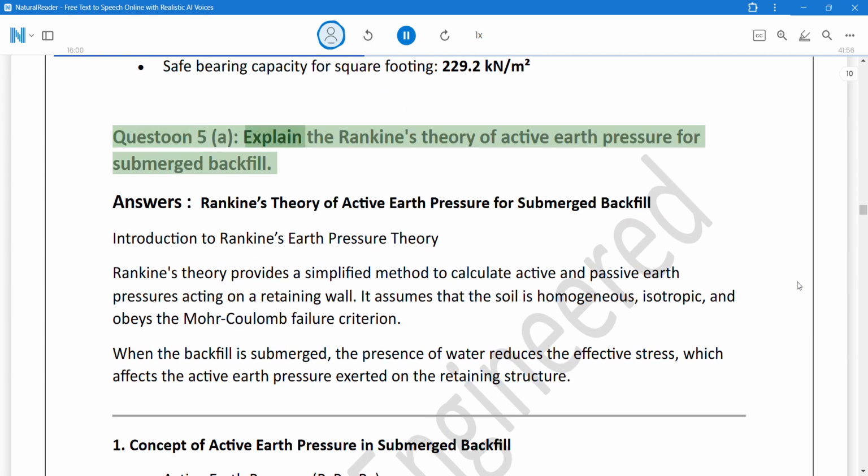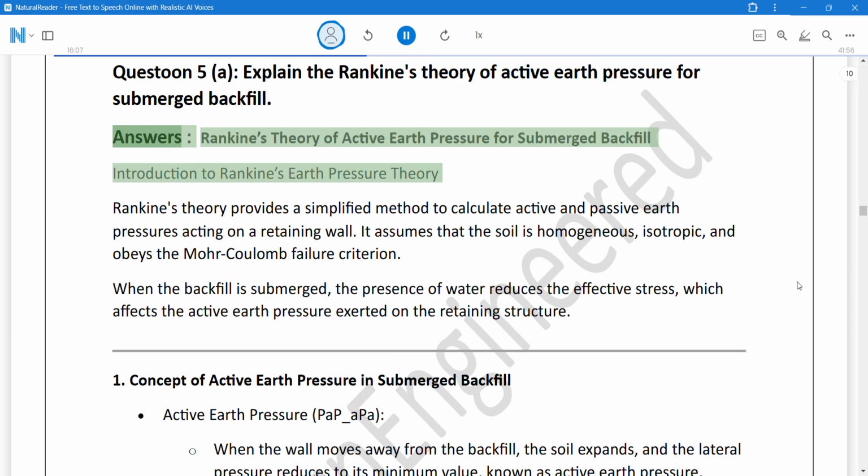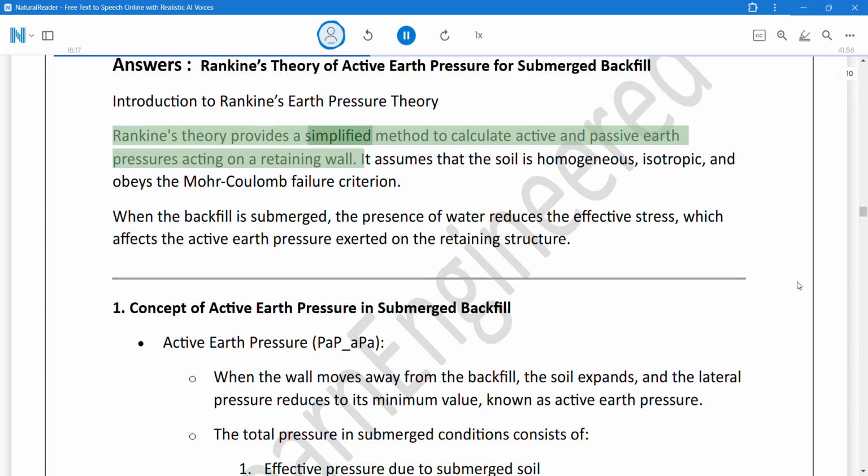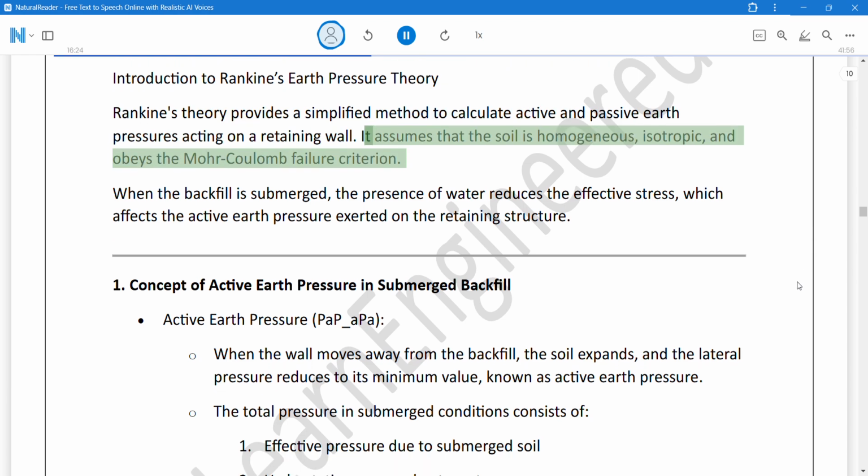Question 5. Explain Rankine's theory of active earth pressure for submerged backfill. Answers: Rankine's theory of active earth pressure for submerged backfill. Introduction to Rankine's earth pressure theory. Rankine's theory provides a simplified method to calculate active and passive earth pressures acting on a retaining wall. It assumes that the soil is homogeneous, isotropic, and obeys the Mohr-Coulomb failure criterion.